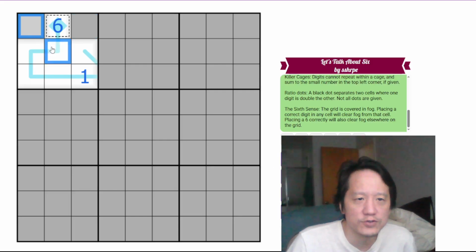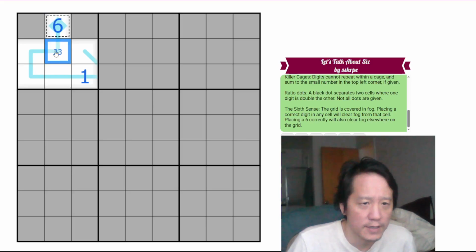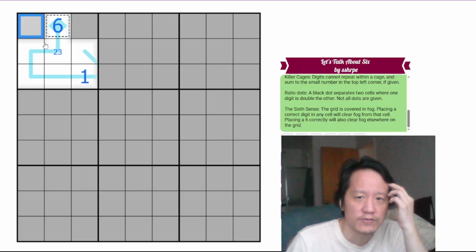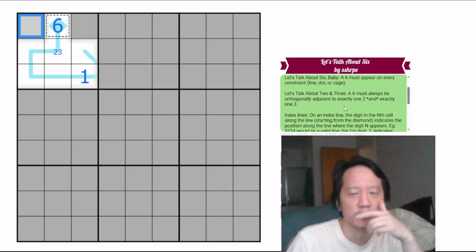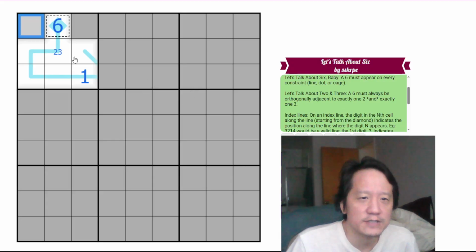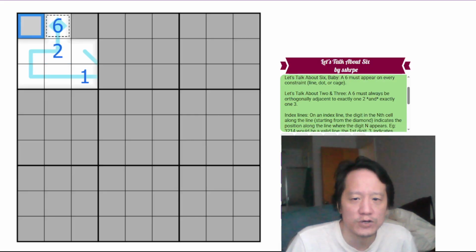Well, only one of 2 or 3 can be here, so this must be a 2 or 3. It can't be 3. If this were 3, that would say 2 is there, but then this 6 would not have a 2 orthogonally adjacent to it. Because let's talk about 2 and 3. Means that the 2 and 3 have to be orthogonally adjacent to the 6, and the only ones possible are in this box. So this cannot be 3. If this were 3, 2 would be here, and then there would be no 2 orthogonally adjacent to the 6. So this must be 2, which means 3 has to be one of these digits here.